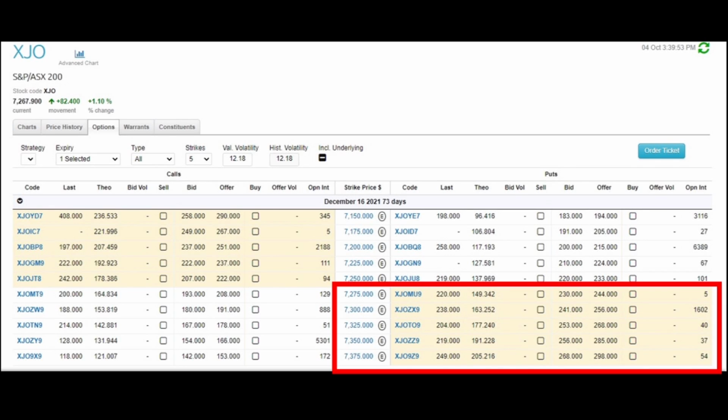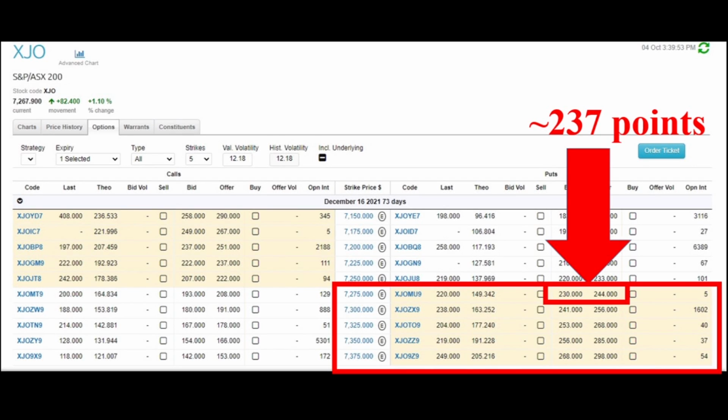Now in this particular example, we're going to look at in the money puts, or in other words, put options that are above the current market price. As you can see on this particular date, 7,267 was the index benchmark of the ASX 200. And as you can see on the top line of the red outlined put options, 7,275 was the nearest in-the-money put option that expired in December, or 3 months from the date of this video.